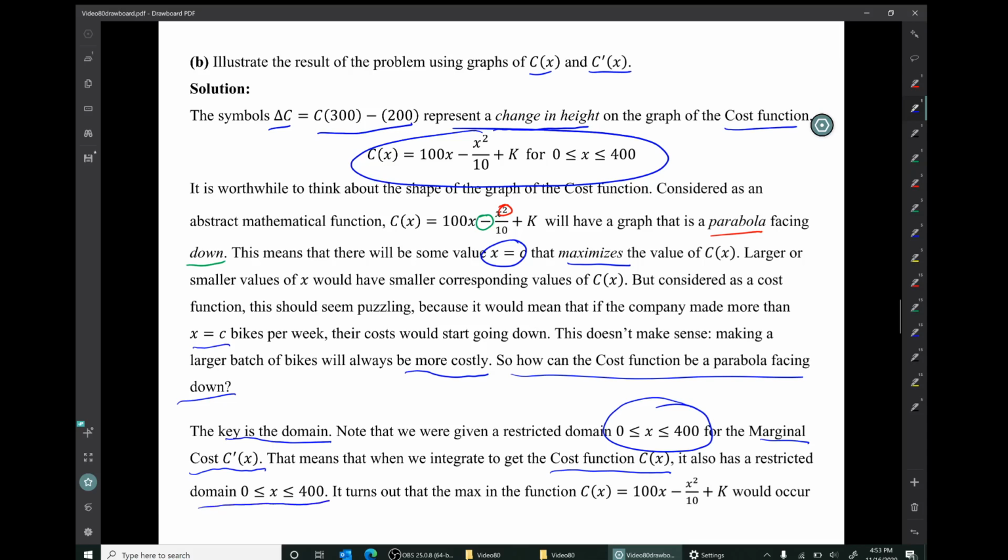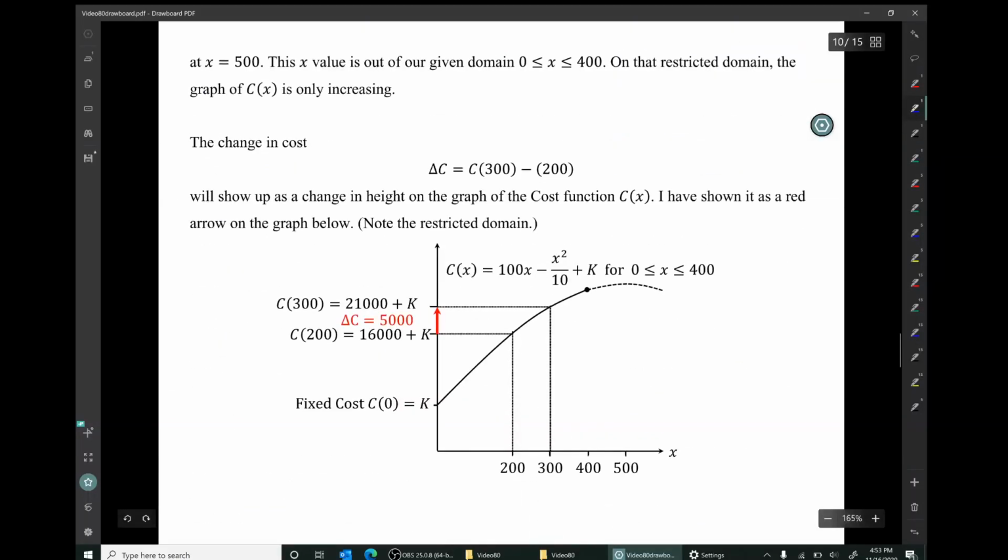It turns out that the max in this function form would occur at x equals 500. So the x value of that max is out of our given domain from 0 to 400. On that restricted domain, the graph of the cost function given by that formula is only increasing. So here you see the shape of that function.